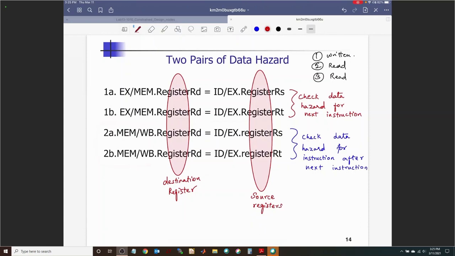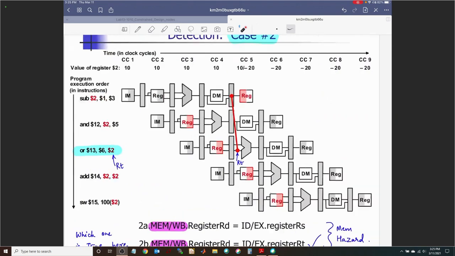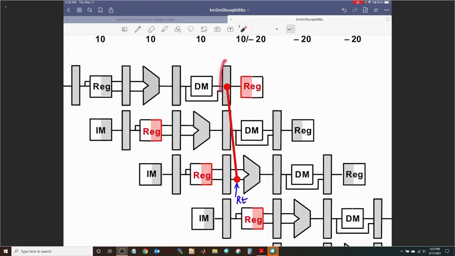Question in the chat box: 2A and 2B would forward from MEM write back. Yes, that's right. They would do it like this. MEM write back, forward it to the next ALU. Yep.